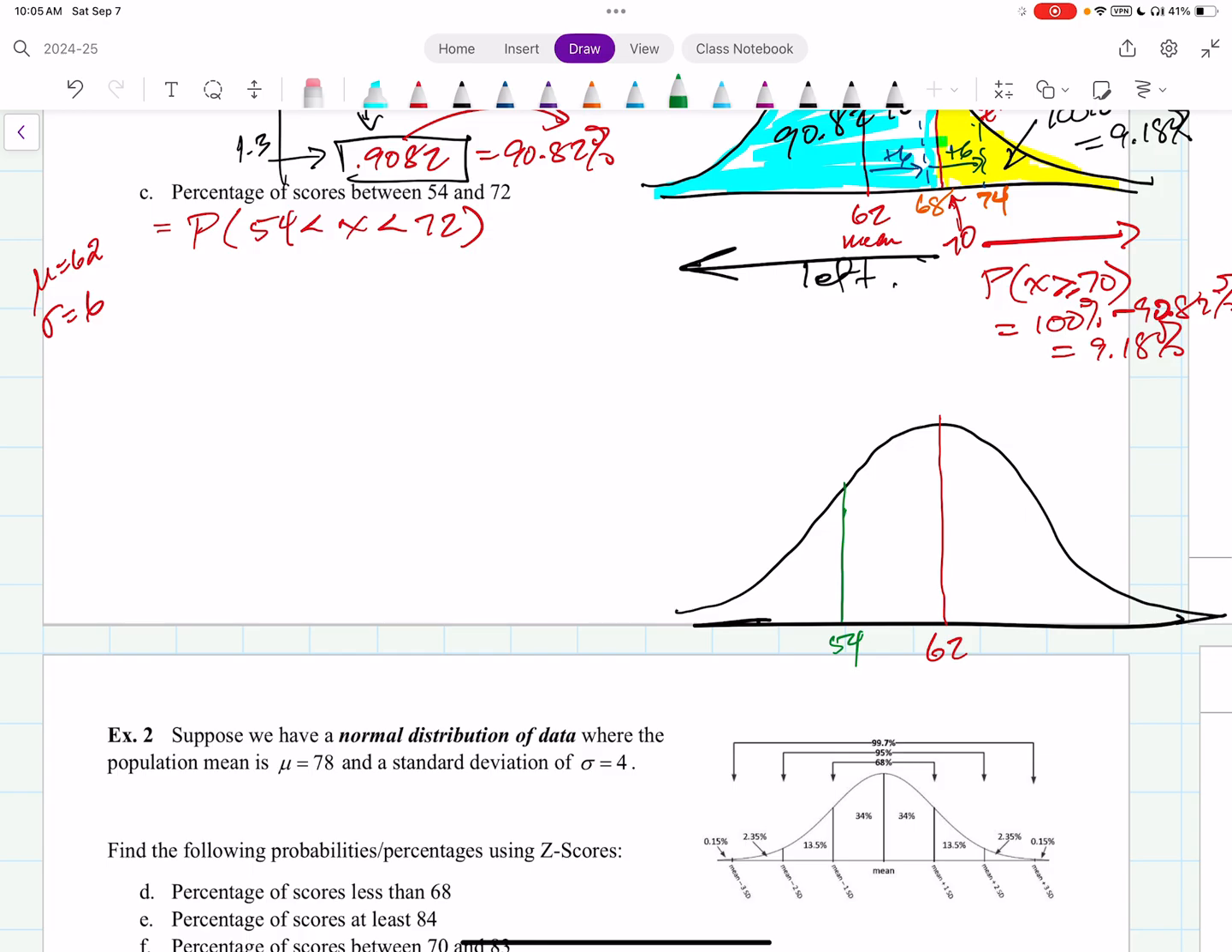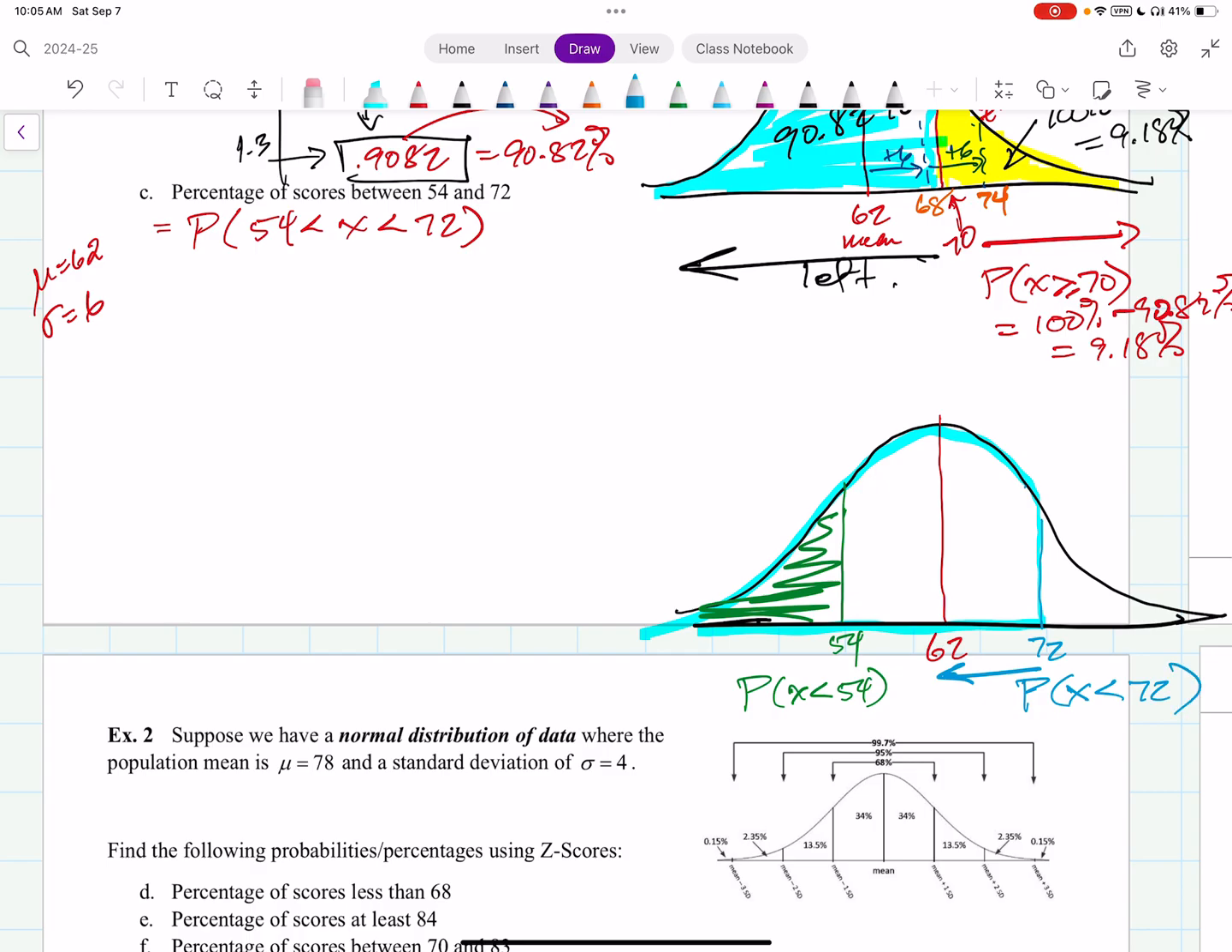We can find the probability here that a score is less than 54. We do that in case number 1. That's this. Then we're going to find the probability, or the percentage, that the score is less than 72, which is obviously to the right. So it's here somewhere. I'm just sketching right here. Let me highlight this one. So I'm going to find that probability: left of 72, that's finding the percentage of the population that's less than 72.